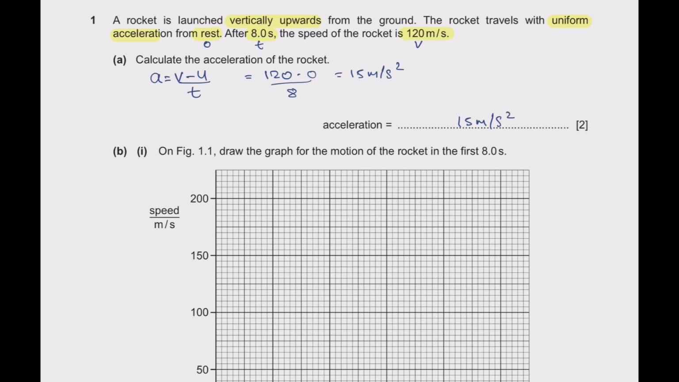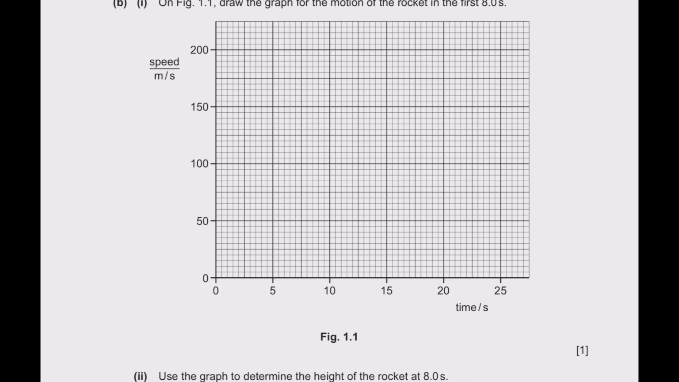Draw the graph of the motion of the rocket in first 8 seconds. Now in the question it is mentioned that it travels with uniform acceleration from rest. After 8 seconds, the speed of rocket is 120. So from rest it is having a uniform acceleration till 8 seconds, and the final velocity is 120. So this is speed versus time graph. So up to 8 seconds we have to draw.